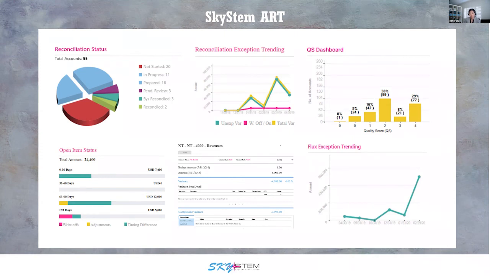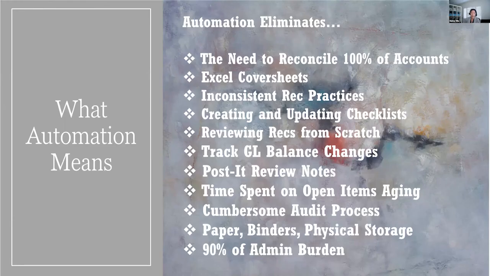This is just a dashboard of what our clients see when they log into our site. It gives you statuses, trending, and that sort of thing, so it's sort of a management tool. But there's a whole spectrum and range of automation that you can leverage if you have the volume for it. For example, our customers will routinely reduce anywhere between 10 and 40% of their reconciliation volume, right?